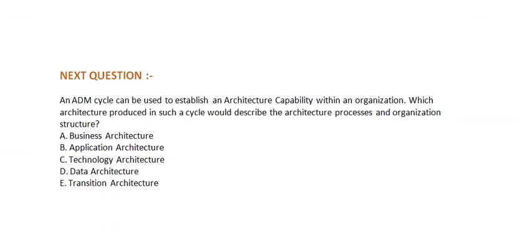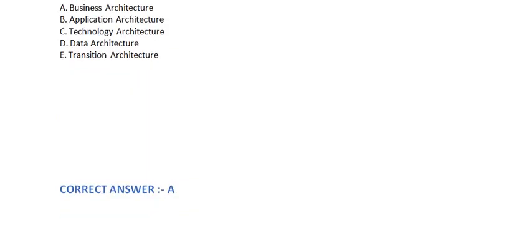Next question is, an ADM cycle can be used to establish an architecture capability within an organization. Which architecture produced in such a cycle describes the architecture processes and organization structure? Option A, business architecture. Option B, application architecture. Option C, technology architecture. Option D, data architecture. And option E, transition architecture. The correct answer is option A.